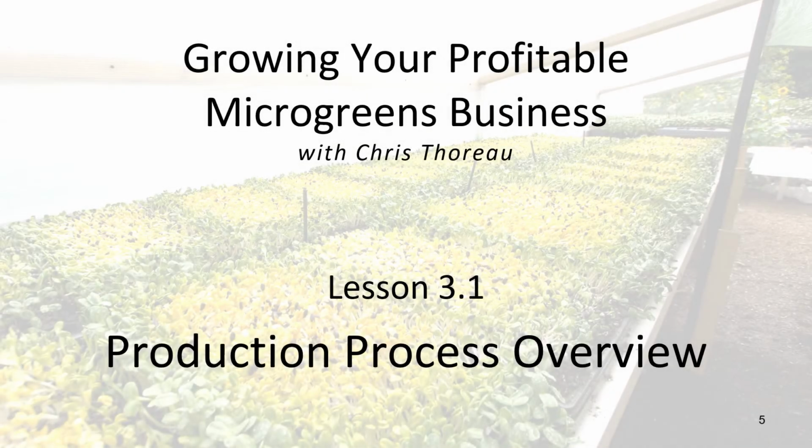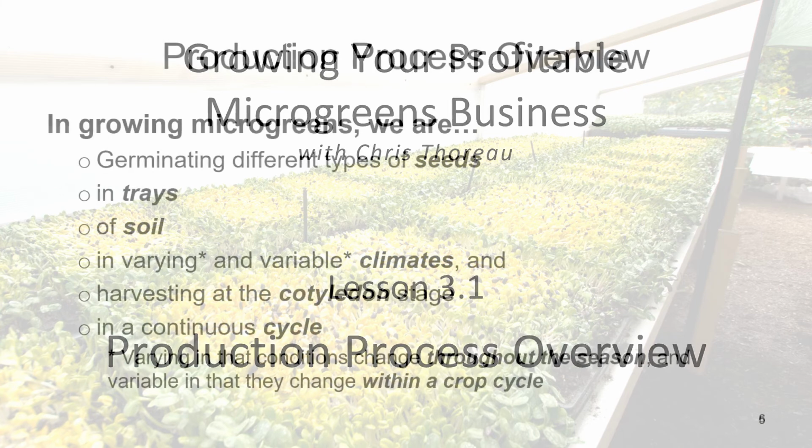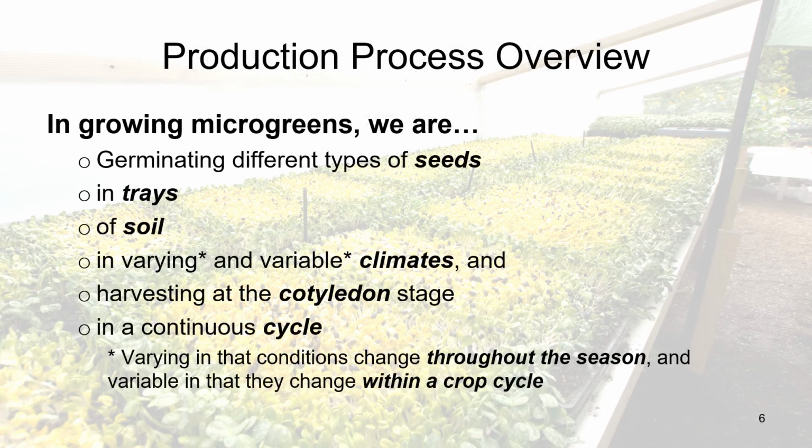Okay, so let's start Module 3 with Lesson 3.1, which is our first real look at the production process. We've been talking a lot about the stuff we need, but we need to get into things. And so I like to break stuff down in different ways. So here's a way I've broken it down into a sentence.